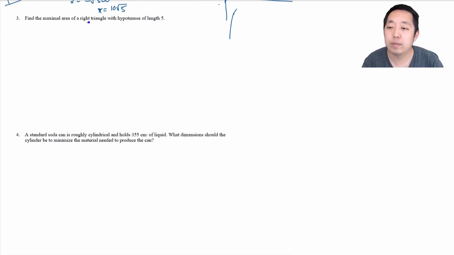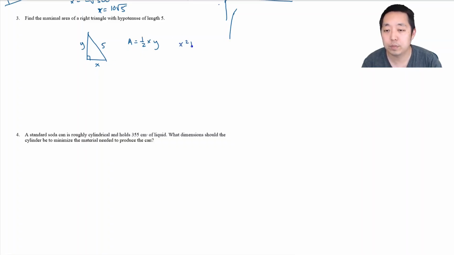Find the maximal area of a right triangle with hypotenuse of length 5. So I have a right triangle here, length 5, and we're going to say this is x and y. So the area is equal to 1/2 x times y, right? But again, I need to relate x and y so I can put this in terms of one variable, and I can use the Pythagorean theorem.